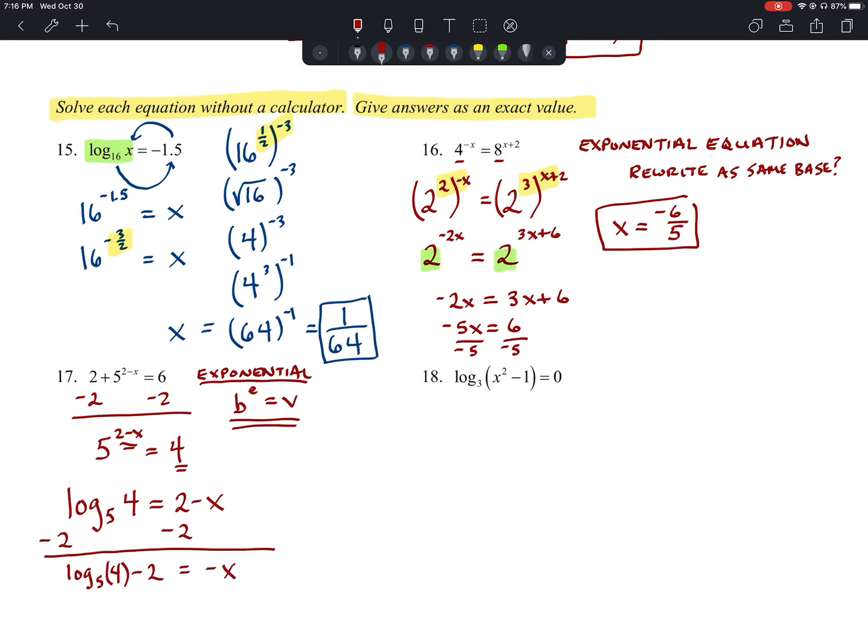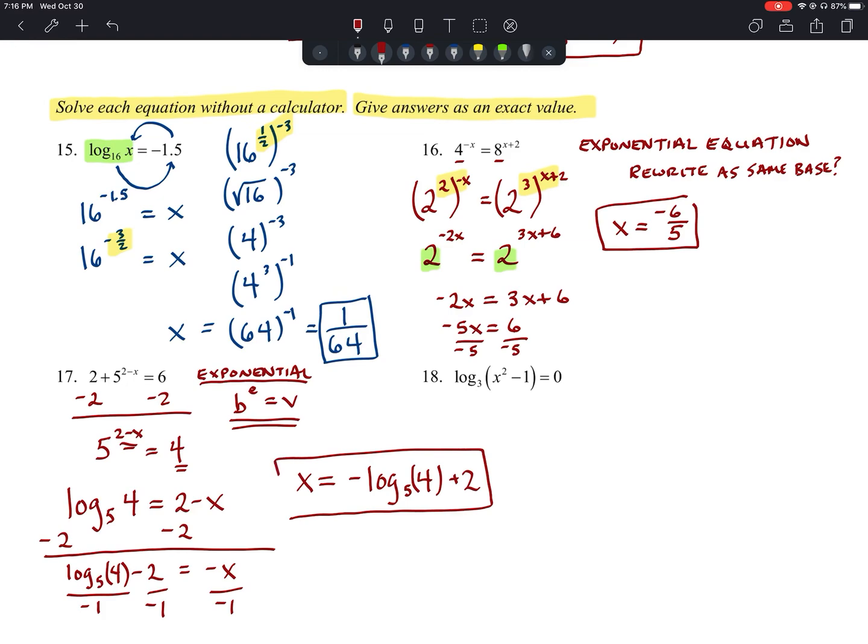Now remember, this 4 is what we're taking the log of, not the minus 2. And then we're going to have to divide by a negative 1, and I'm just going to divide each term by negative 1 on the other side. And our final answer, we're going to have this expression negative log base 5 of 4 minus 2. I'm sorry, plus 2. Haha, fooled you, because negative 2 divided by negative 1 would be plus 2. And that is going to be our answer for number 17.